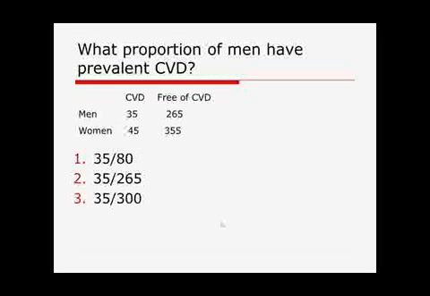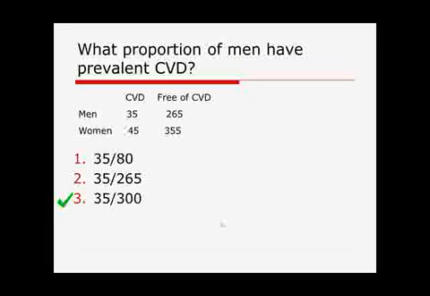Okay, good. How about this one? What proportion of men have prevalent CVD? Okay, so many of you are answering 2 or 3. Now be careful. This one, there needs to be some totals around on the right-hand side and at the bottom. So the first column is the number with CVD. The second column is free of CVD.